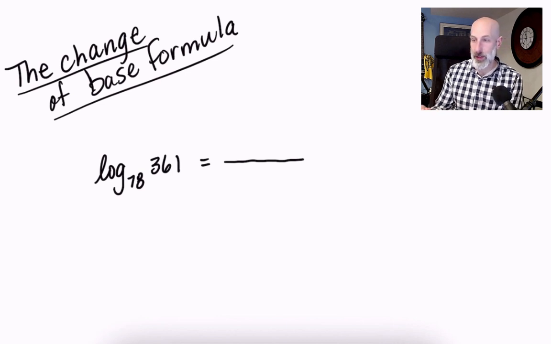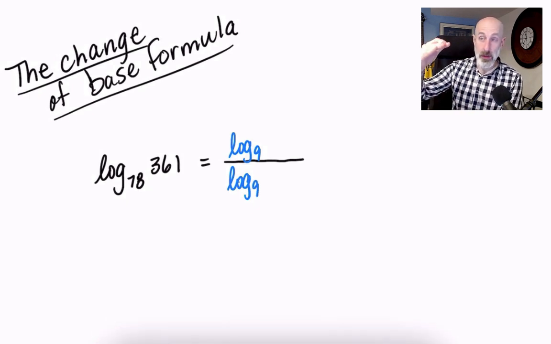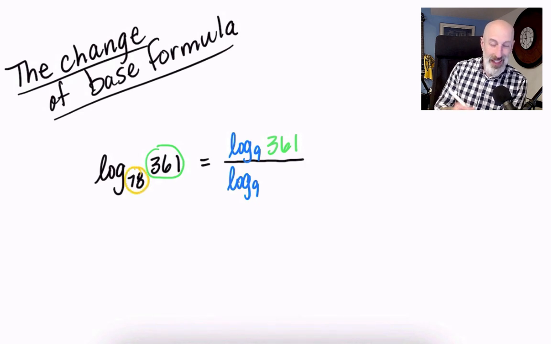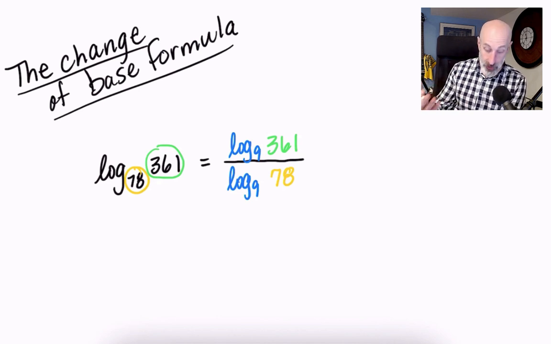So if I want the base to be, do I have any other numbers? I see 9. I can rewrite it as log base 9, as long as it's in the following format. A log of any base you want, top and bottom, and the arguments are going to be the 361, the original argument, and then the 78, the original base, becomes the argument in the denominator. Okay? Now, this doesn't really help us in this case. So how is it actually useful?